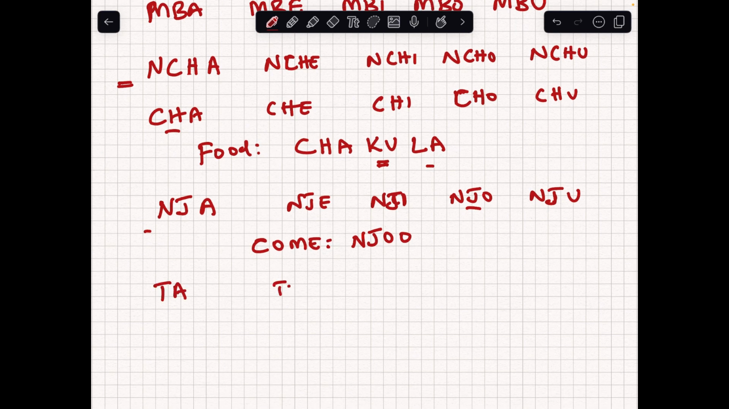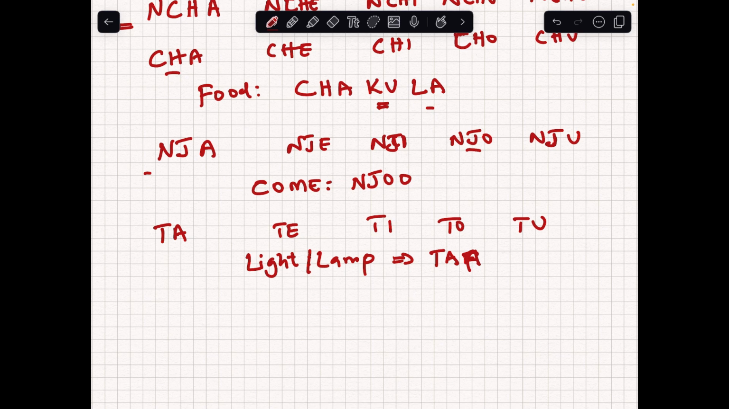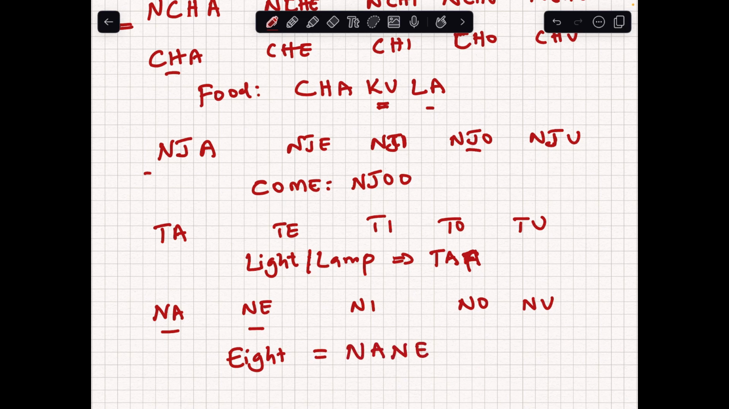With a T, it will be ta, te, ti, to, tu. Light, or lamp, we say taa, it has two As, taa. With N, it will be na, ne, ni, no, nu. If you combine these two, na, ne, that becomes the number 8. And that one is nane.